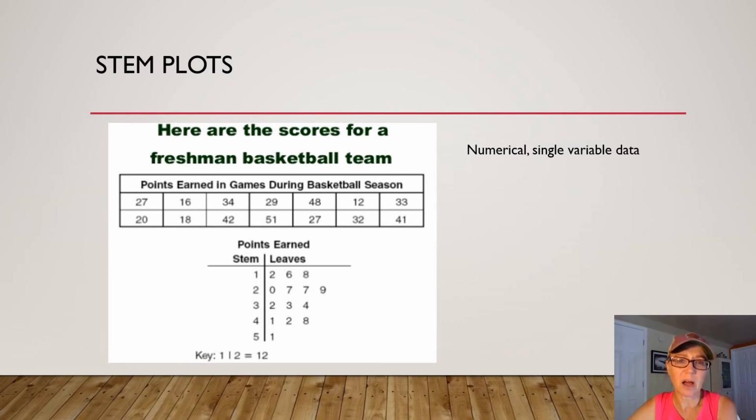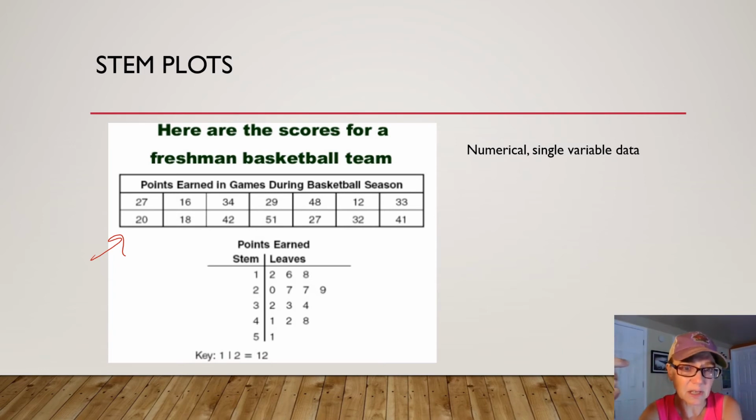A stem plot is kind of strange, but it's really just an organizational system. Now let's look first only at the data in the table. Notice that the points earned during the games, 27, 16, 34, and so on, are mostly some scores in the teens, in the 20s, in the 30s, and in the 40s.